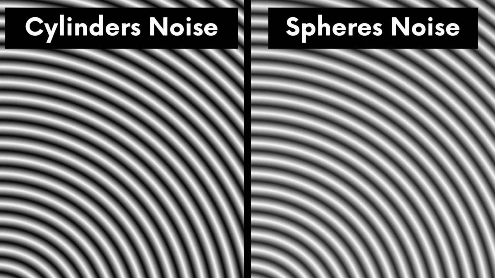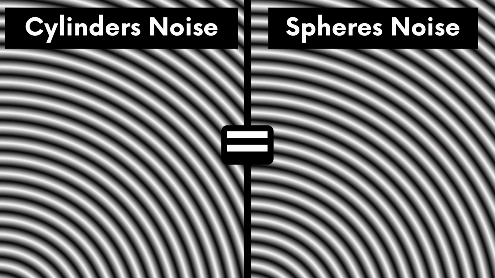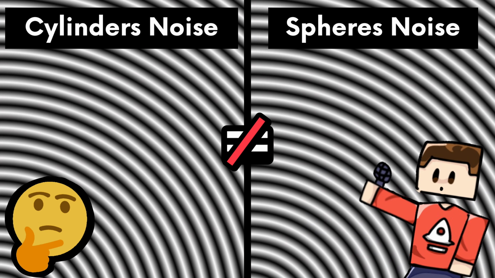Cylinders noise and Spears noise may look the same, but they're actually structurally different.